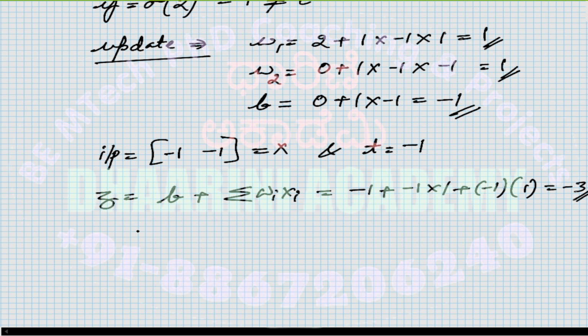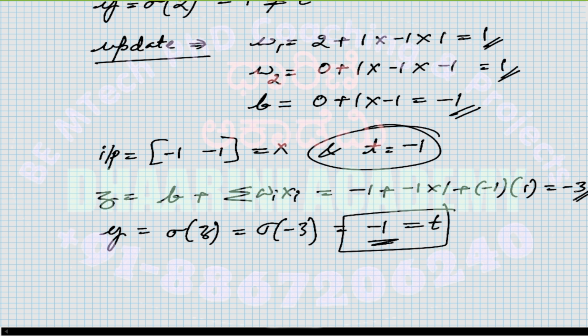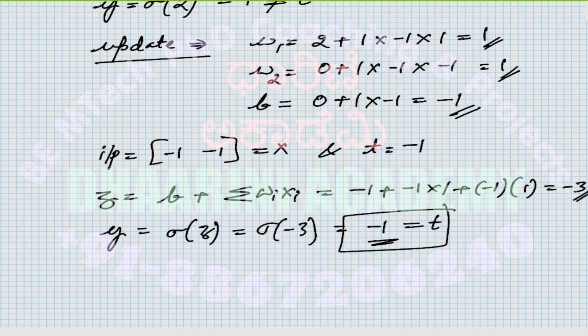So how do you calculate output? Y is equal to sigma z, right? So that is sigma of -3, less than 0. So this is -1. So you can see that it is matching the target. So you can say that for this input, the machine has learned how to classify. So whenever -1 is given, the machine directly gives you an answer saying that, yes, it is -1.